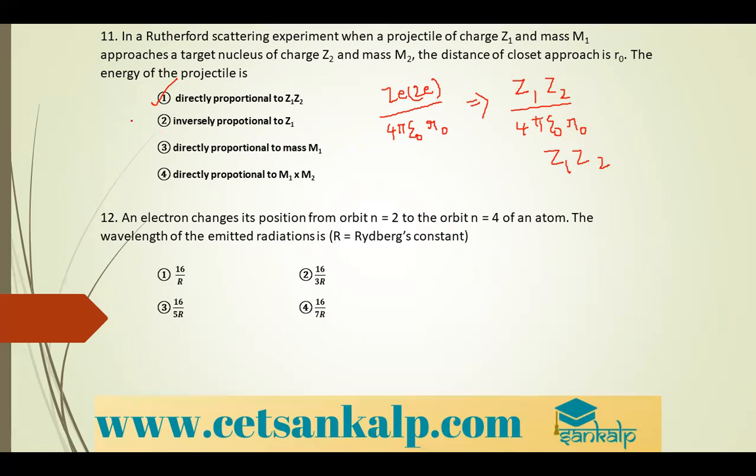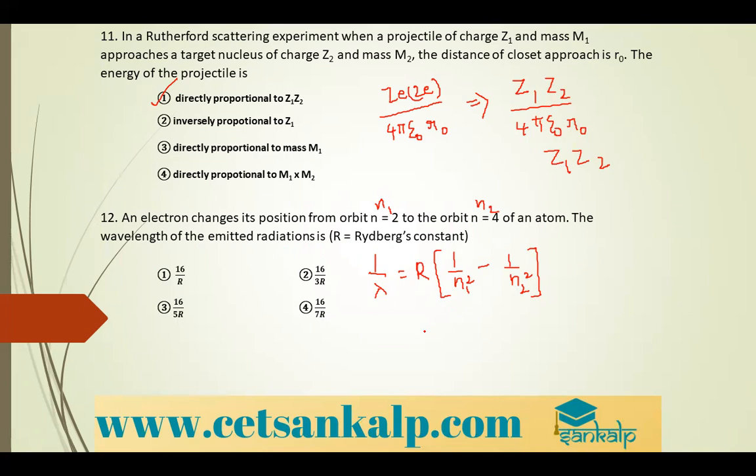I hope you are clear. Right, next. An electron changes its position from orbit n is equal to 2 to orbit n is equal to 4 of an atom. The wavelength of the emitted radiation is, okay, so you have the formula 1 by lambda is equal to R times 1 by n1 square minus 1 by n2 square, where you can take n1 is 2, n2 is 4.